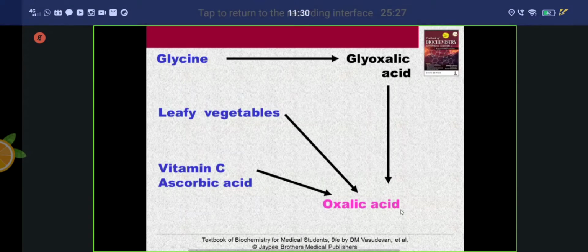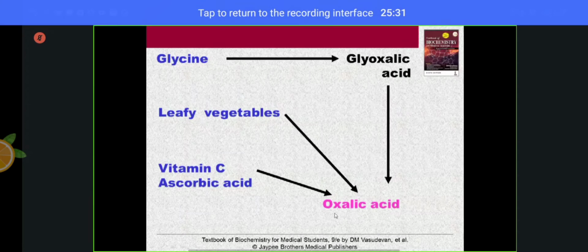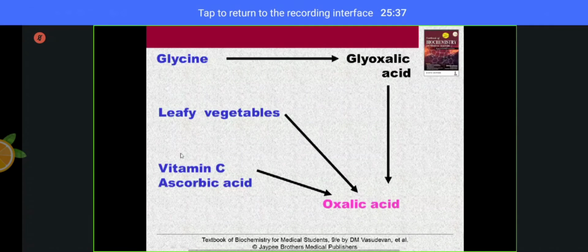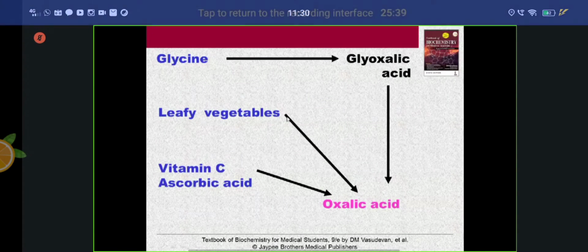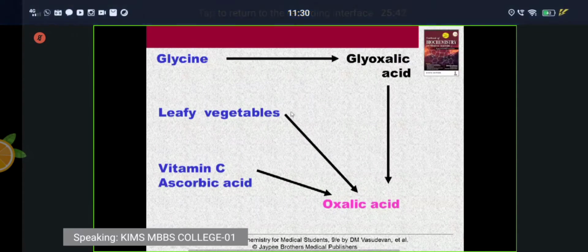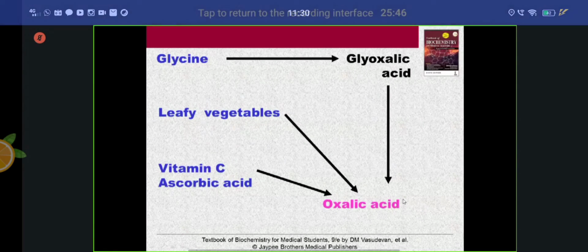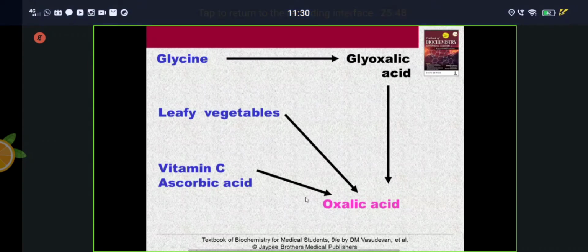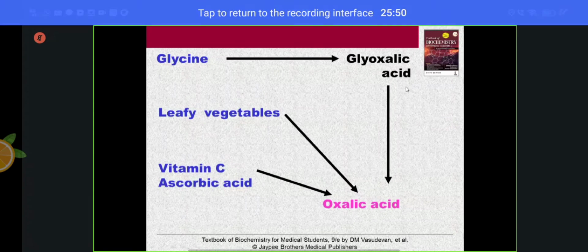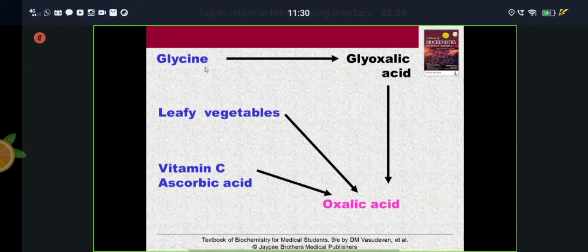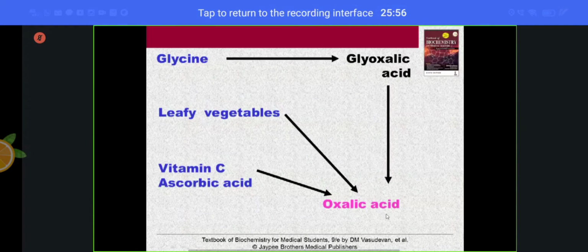A lot of oxalic acid accumulation leads to oxalate stones in the kidney, which will be another problem. So anybody taking a lot of vitamin C, please take a lot of water. And whenever taking a lot of leafy vegetables in the diet, we should take a lot of water so that oxalic acid which is formed is easily excreted in the urine. So this slide is showing glycine, and its product is oxalic acid.